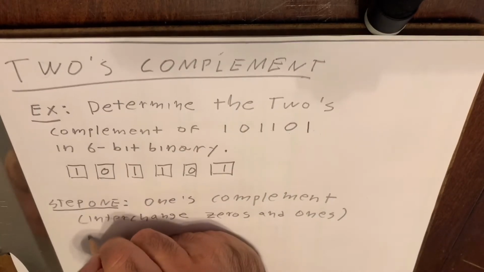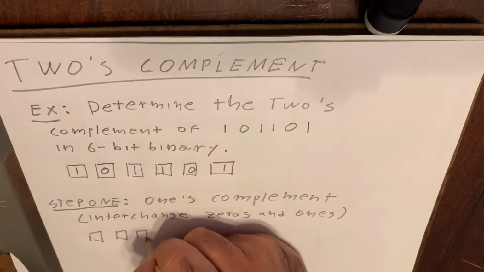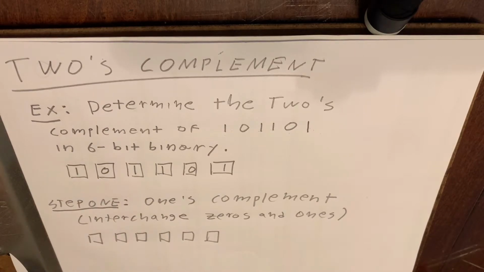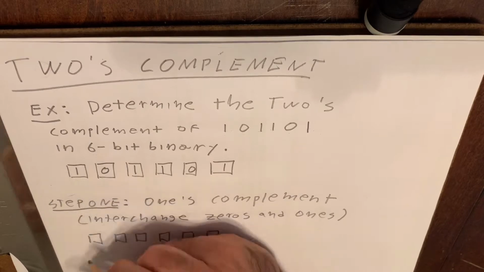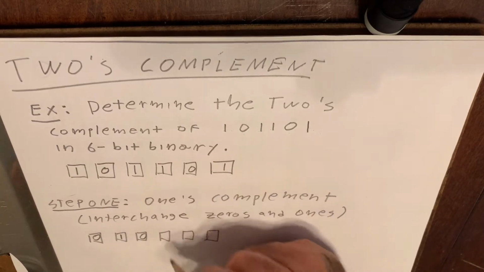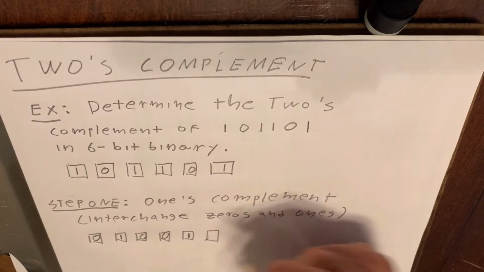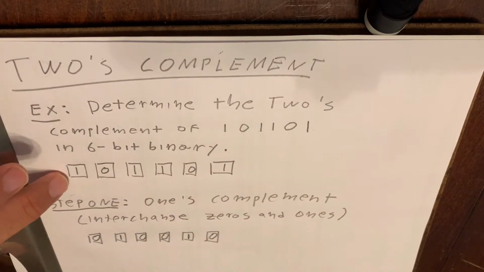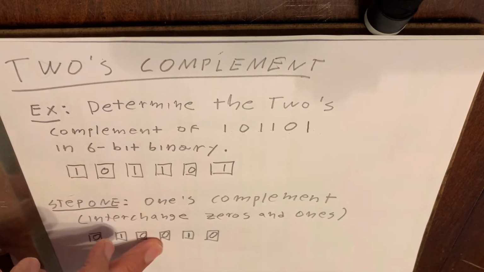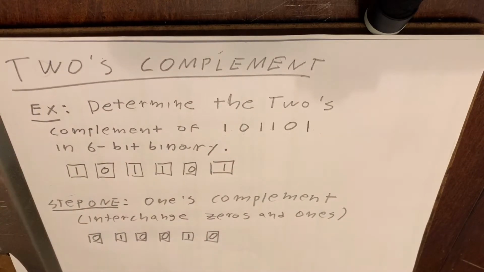So the 1's complement of this, now notice I'm writing out the 6 little boxes for each bit to emphasize the fact that there are exactly 6 bits. That's the idea of fixed bit. So this 1 has to be a 0, but this 0 has to be a 1. This 1 is now a 0. This 1 is now a 0. This 0 is now a 1, and this 1 is now a 0. So every 1 is changed into a 0, and every 0 is changed into a 1. So this could be considered like a negation, but this is a complement. This is the 1's complement.